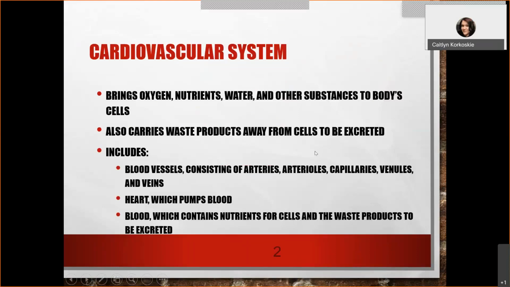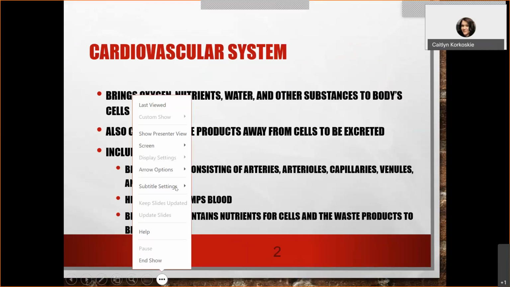It also includes blood vessels: arteries, arterioles, capillaries, venules, and veins. So we'll go into further detail on what the difference is between arteries and arterioles and the venules and veins. I think that's one of the most confusing parts.